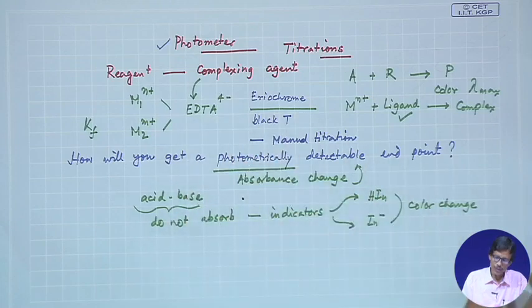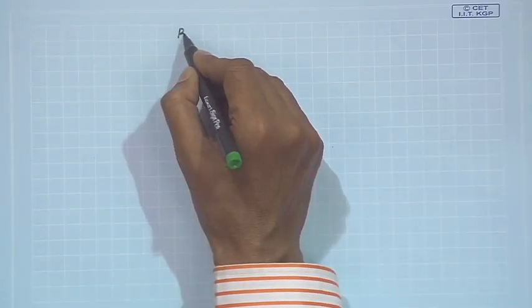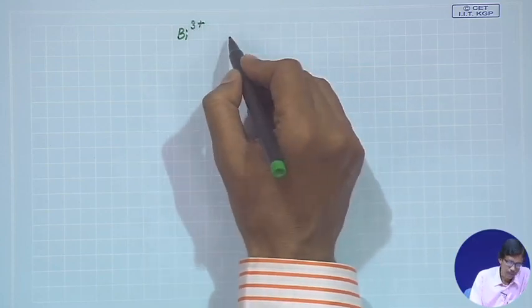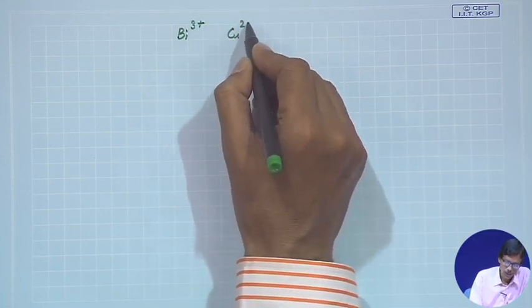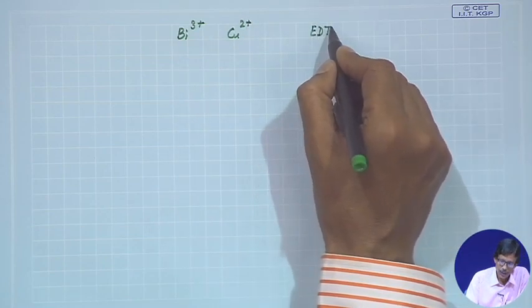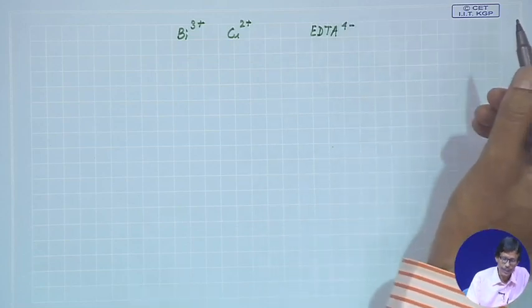So, this is one such example we can see now, if we have two completely different species, one is bismuth 3 plus, another is copper 2 plus, and we use EDTA 4 minus for the neutralization reaction or the complexation reaction.